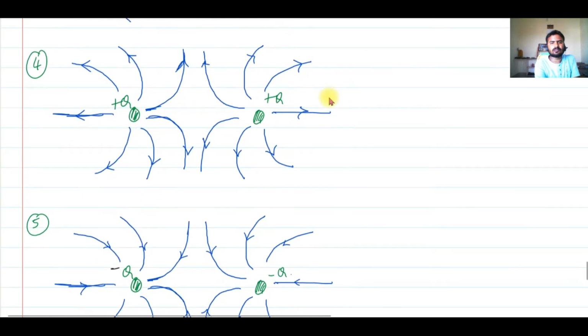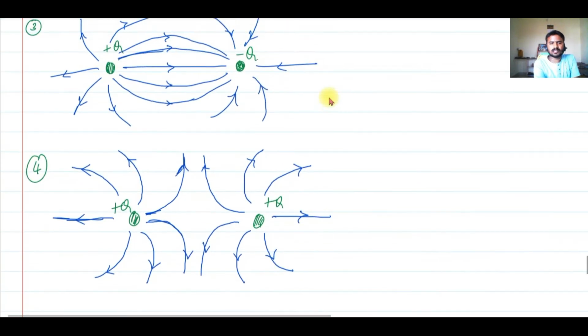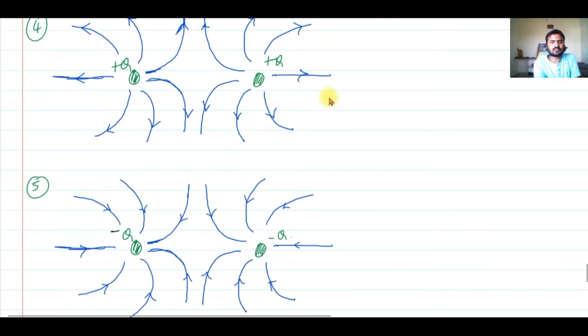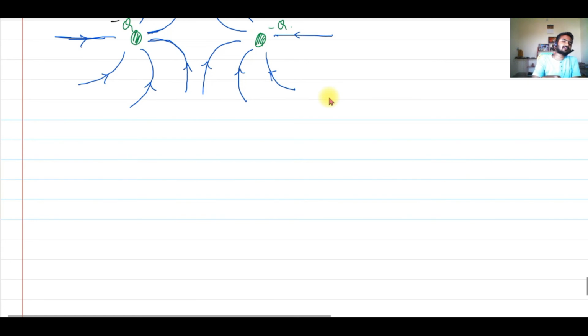If you are in state board, in CBSE also they can ask this question, but in state board there are a lot of chances they can ask this question for 1 mark. All right, so now let us discuss the properties of electrical field lines.